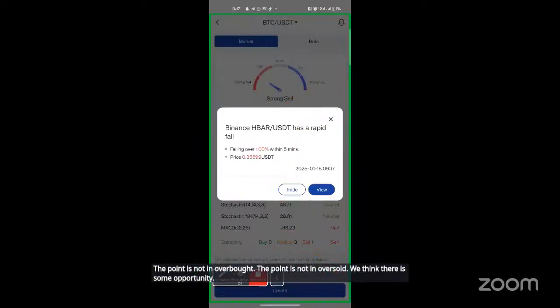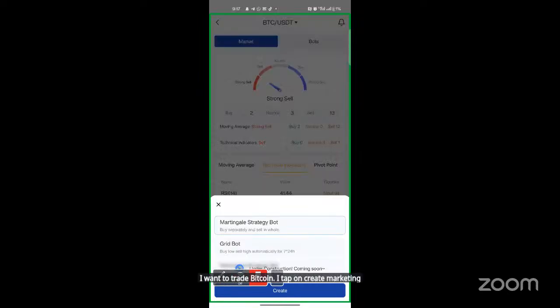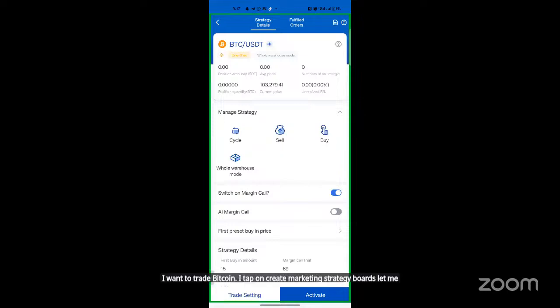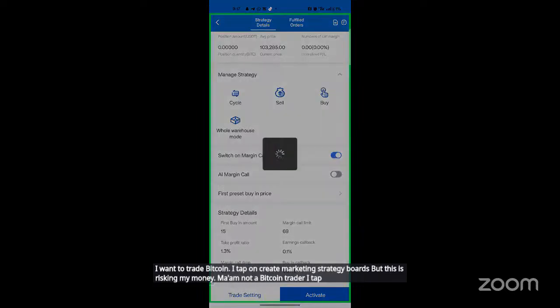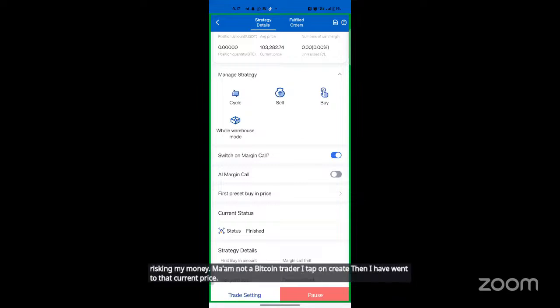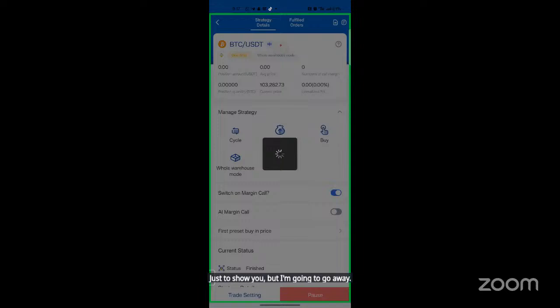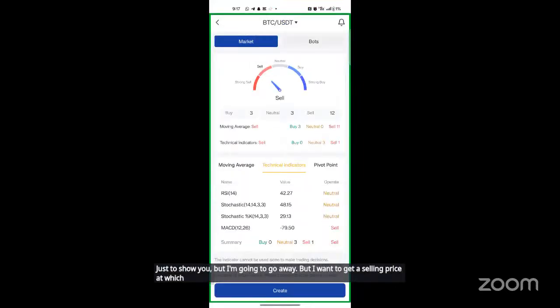I want to trade Bitcoin. I tap on create martingale strategy bot. But this is risking my money. Me, I'm not a Bitcoin trader. I tap on create. Then I have entered at current price just to show you. But I want to get a selling price at which I want to sell my Bitcoin in 15 minutes.